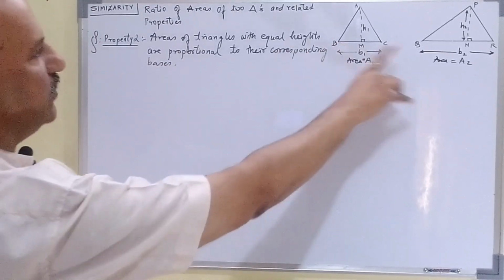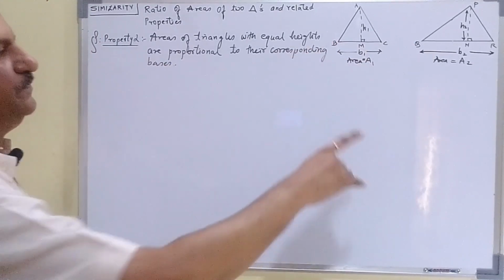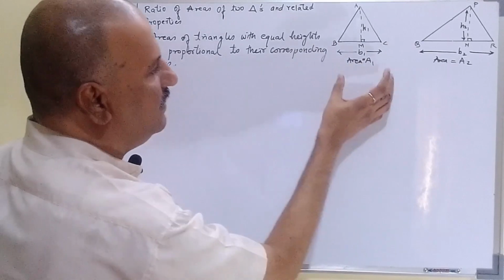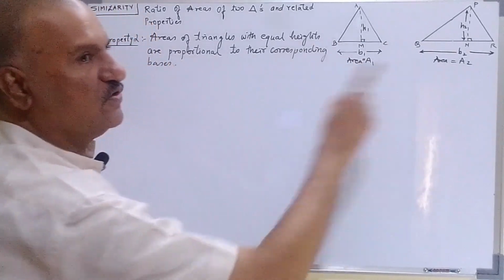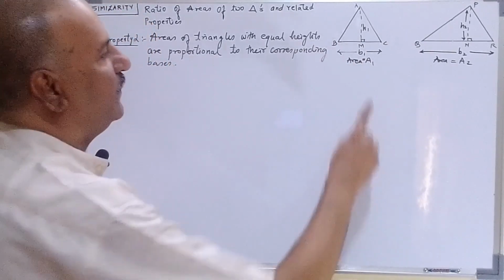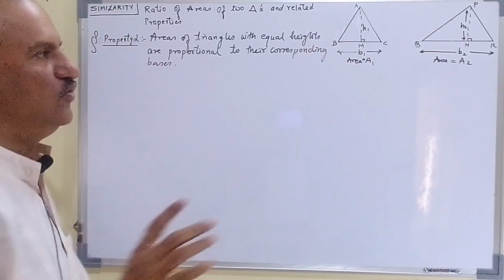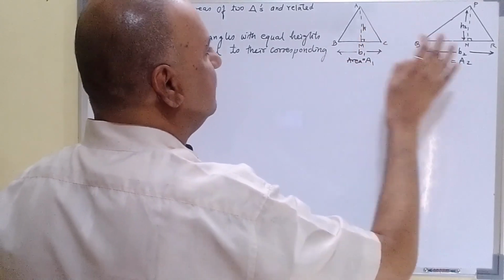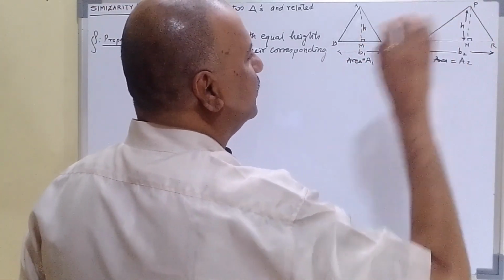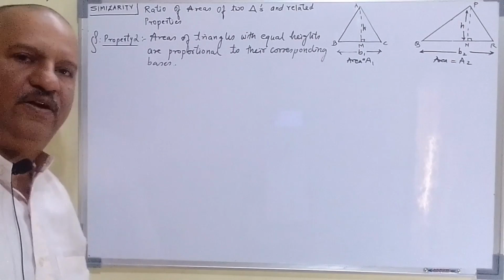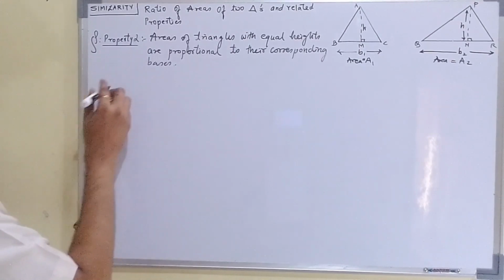So here, these two triangles are given to you, they are not similar. Here B1 is smaller, B2 is bigger, so the bases are unequal, but the heights are equal. H1 is equal to H2. So instead of H1, I will write simply H and H because the heights are equal. Okay, now let's start.